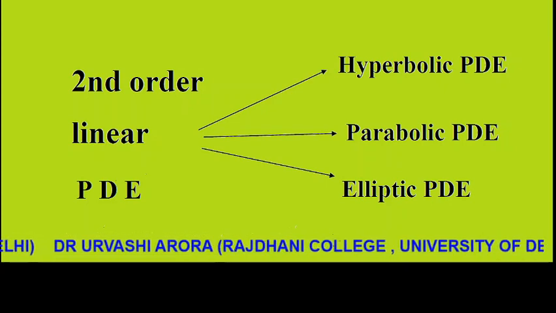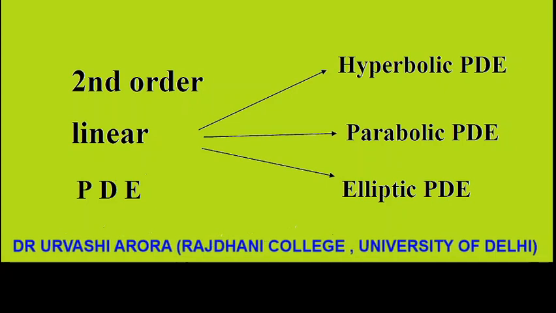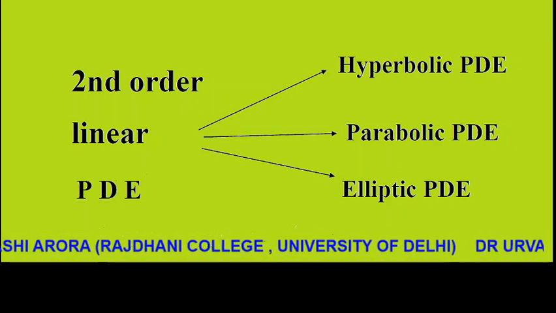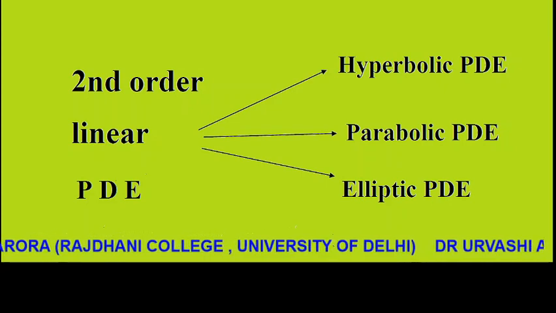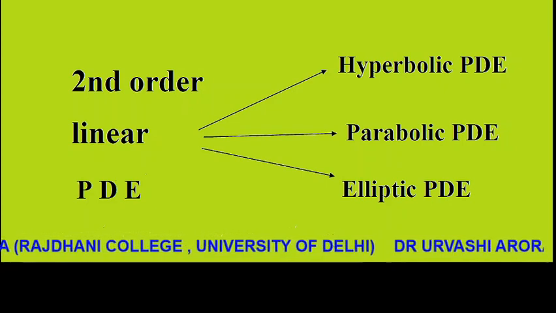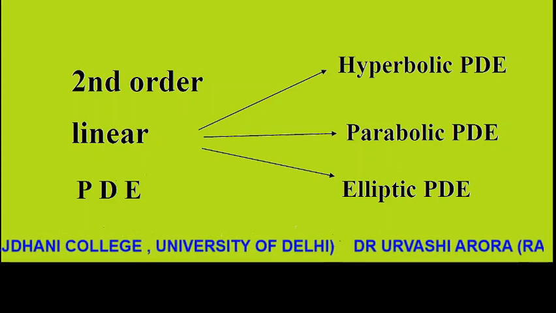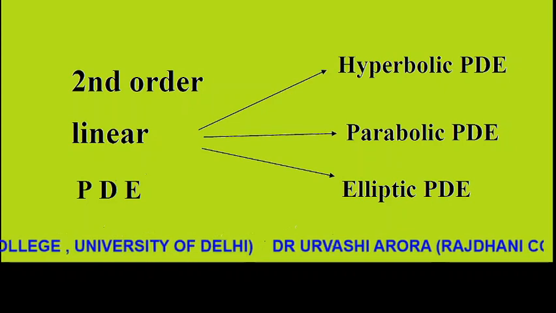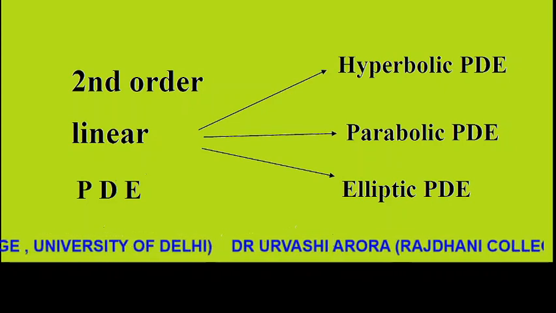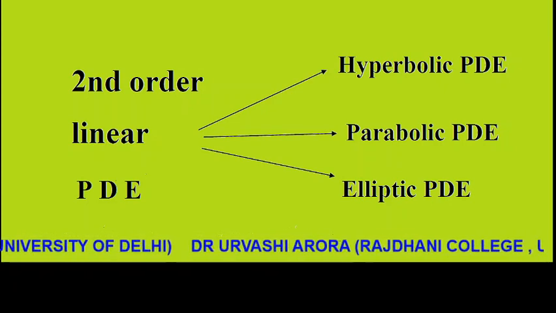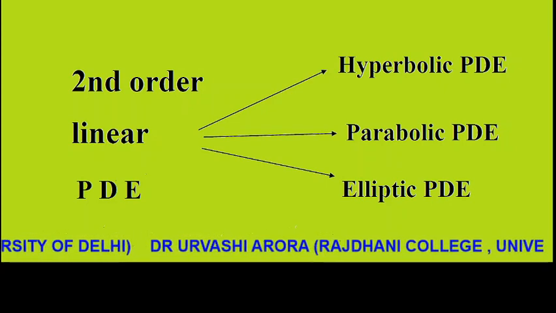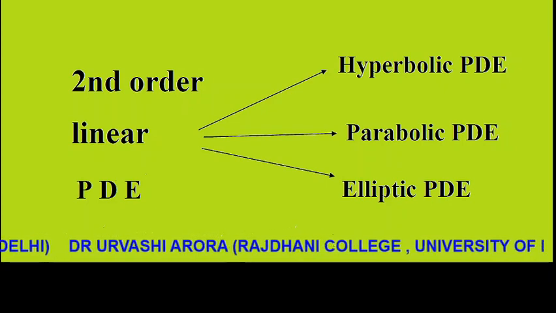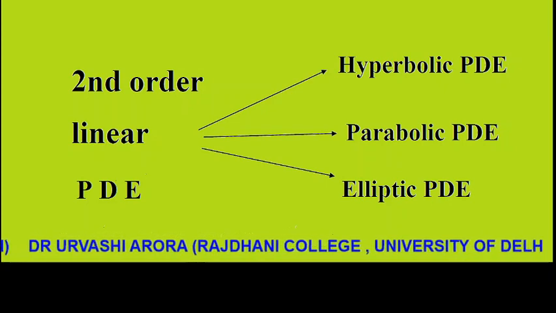If the given second order linear partial differential equation is parabolic at each point of its domain, then it is said to be a parabolic partial differential equation. And if the given second order partial differential equation is elliptic at each point of its domain, then it is said to be an elliptic partial differential equation. So this is how you categorize a given second order linear partial differential equation into three categories: the hyperbolic partial differential equation, the parabolic partial differential equation and the elliptic partial differential equation.